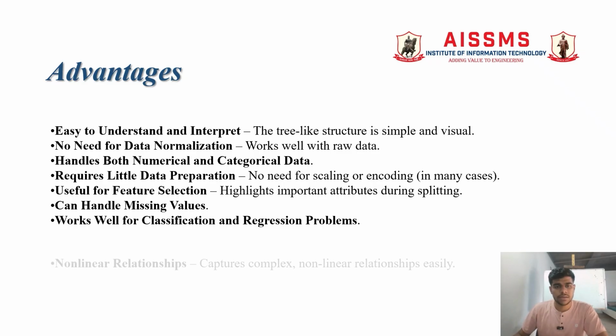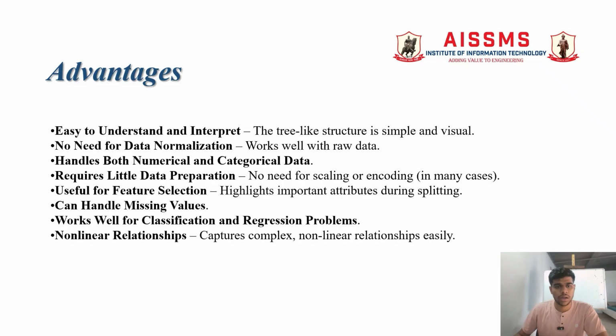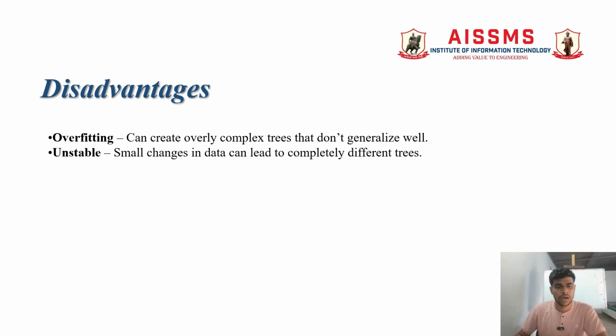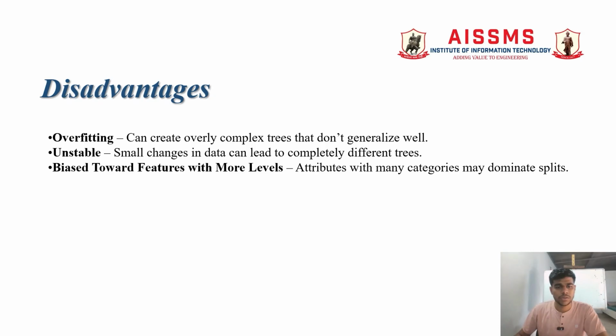And there are also some disadvantages of decision trees. So let's see what the disadvantages of decision trees are. Overfitting: can create overly complex trees that do not generalize well. Unstable: small changes in the data can lead to completely different trees. Bias toward features with more levels: attributes with many categories may dominate splits.